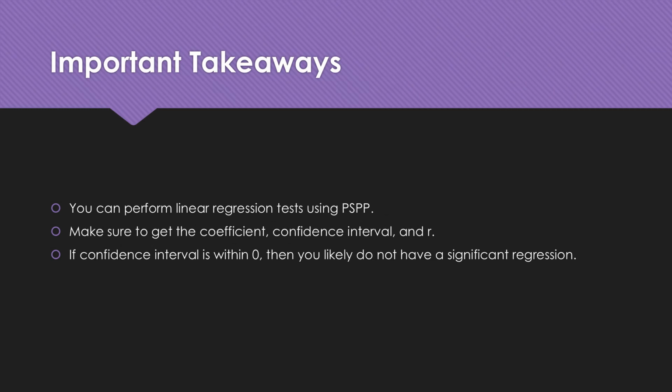There were also a few important takeaways from the lesson. You can perform linear regression tests using PSPP as I described in the previous slides. Make sure to get the coefficient confidence intervals in R when conducting linear regressions. Also, if the confidence interval contains 0, then you likely do not have a significant regression.